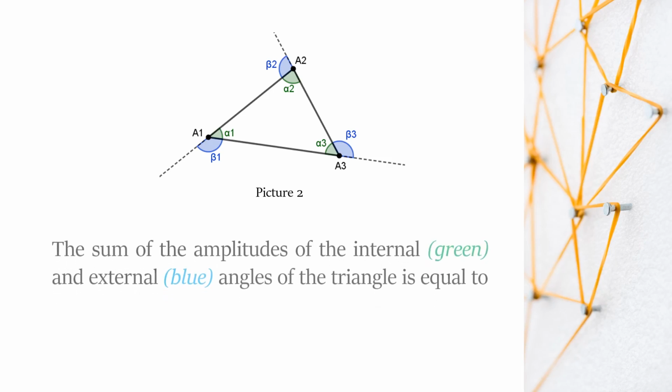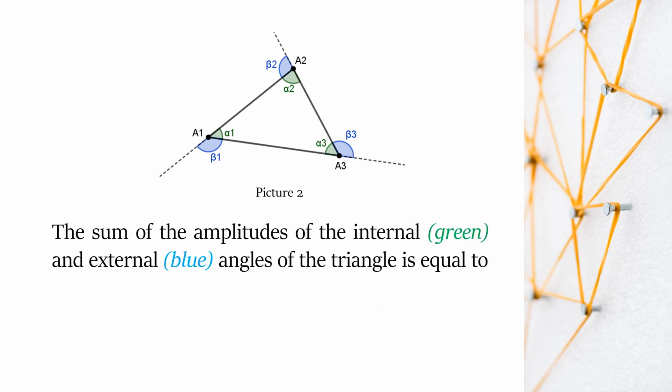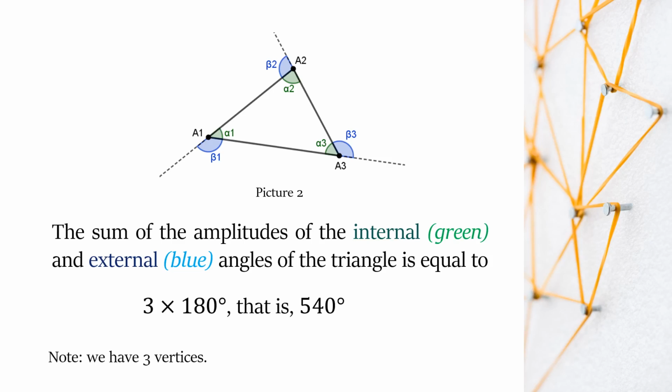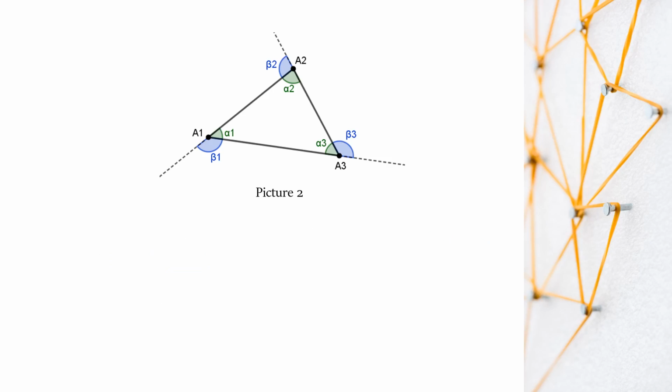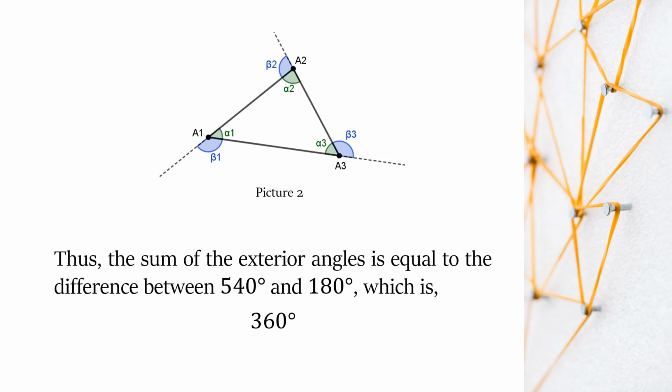The sum of the amplitudes of the internal, green, and the external, blue, angles of the triangle is equal to 3 times 180 degrees, that is 540 degrees. Thus, the sum of the exterior angles is equal to the difference between 540 degrees and 180 degrees, which is 360 degrees.